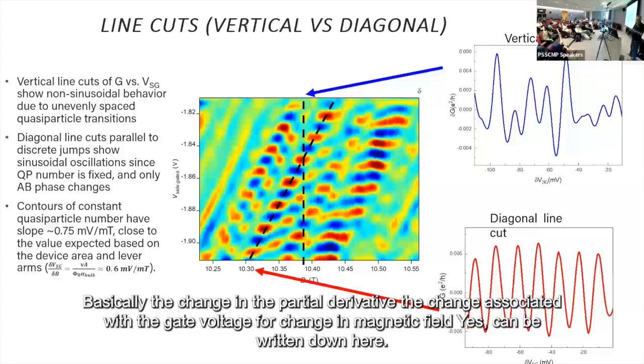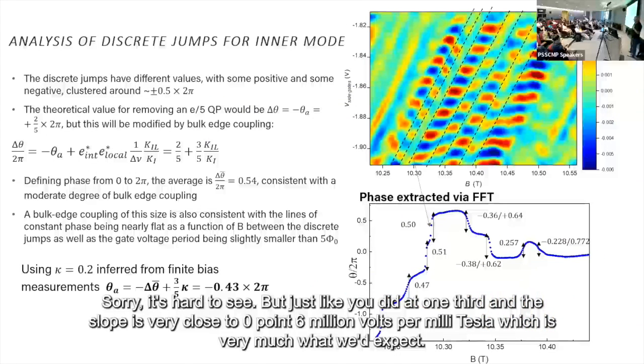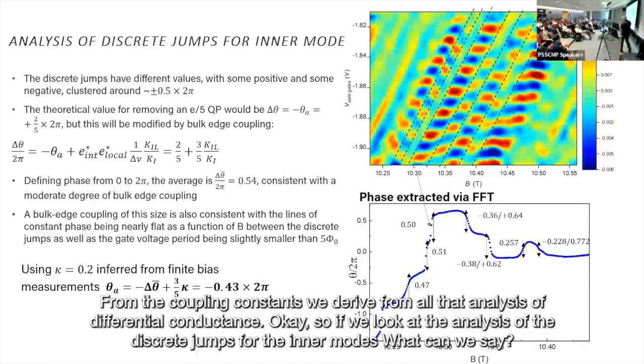Basically, the change, the partial derivative, the change associated with the gate voltage for change in magnetic field can be written down here. Sorry, it's hard to see, but just like we did at 1/3, and the slope is very close to 0.6 millivolts per millitesla, which is very much what we'd expect from the coupling constants we derive from all that analysis of differential conductance.